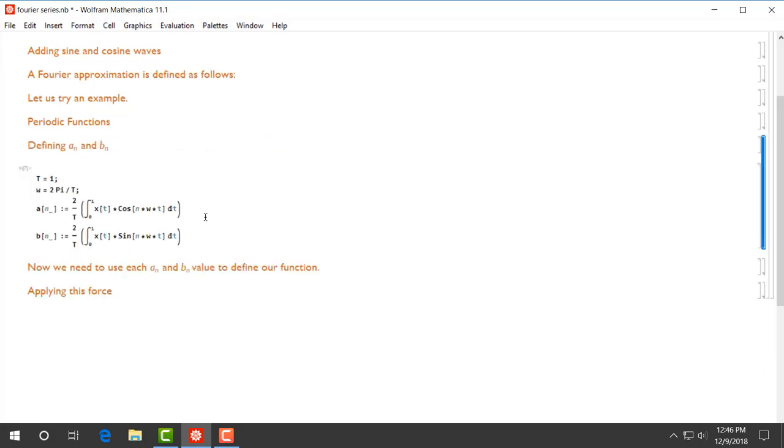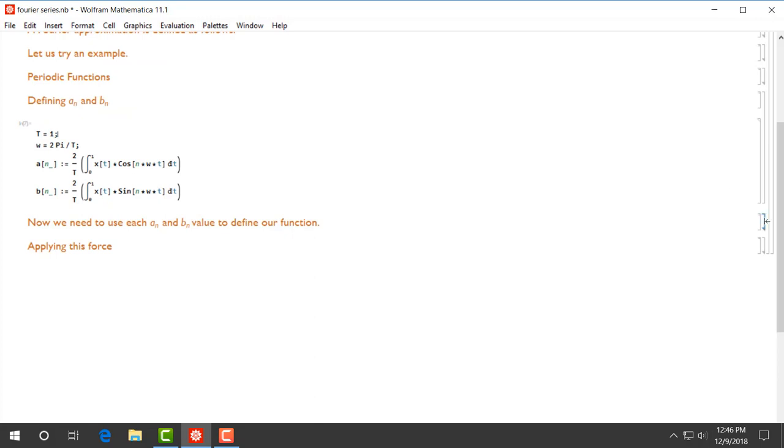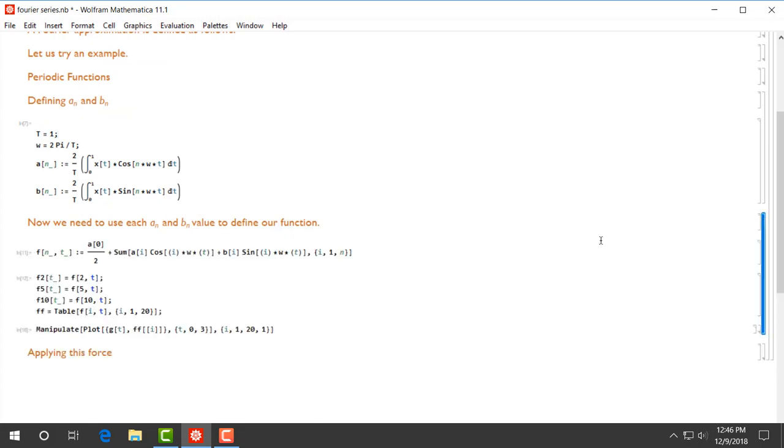So here we have a sub n and b sub n. Where a sub n is equal to, from 0 to 1, x of t. Right? We're integrating over the period our function times a cosine or times a sine, and then we get a value for a and a value for b, depending on what number of term we want it to be.